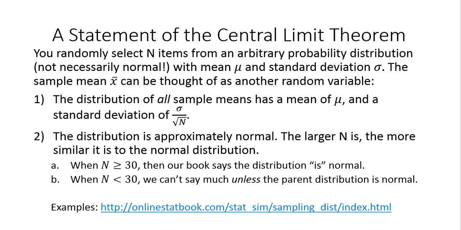What the central limit theorem says is that if you randomly select n items from an arbitrary probability distribution, so not necessarily normal, that has a mean of mu and a standard deviation of sigma, then the sample mean, x bar, which you compute by averaging together those n items, can be thought of as another random variable. So as you select more items, say you do this over and over again, the sample mean will change, and it'll fluctuate around. And if we look at the distribution of all of those sample means, the average, or the mean, will be mu, but because we're averaging things together, the standard deviation will get smaller.